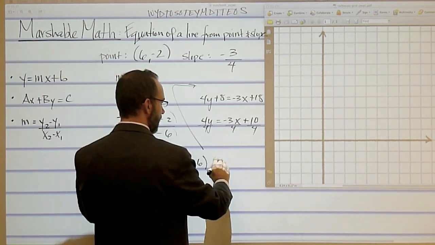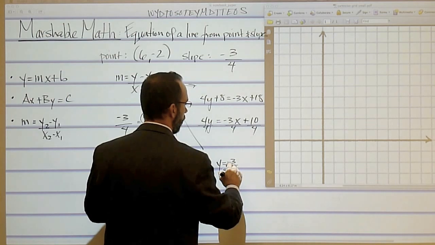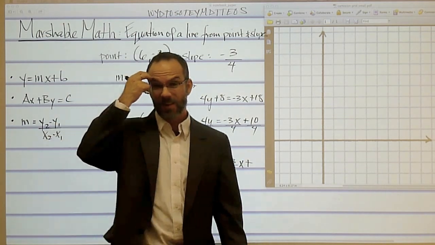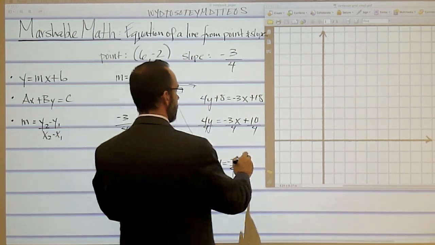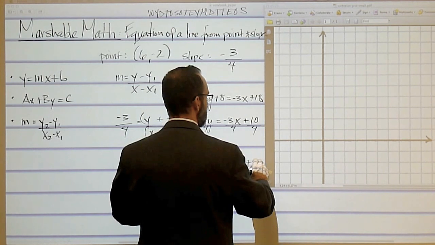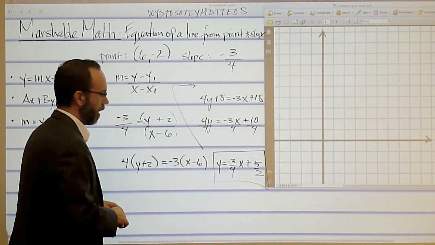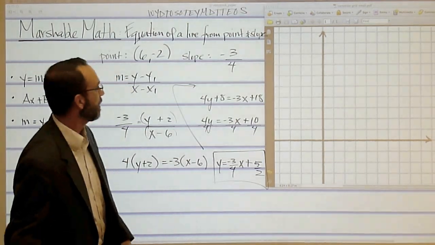So what I'm going to get then is y is equal to negative 3/4 x plus 10/4. What is that? That's like a fraction. Maybe you could make it 5 halves, 2.5, something like that. Since we have a fraction here, let's leave that as 5/2. That would be the equation of our line in slope intercept form. Let's graph it, see what we get.